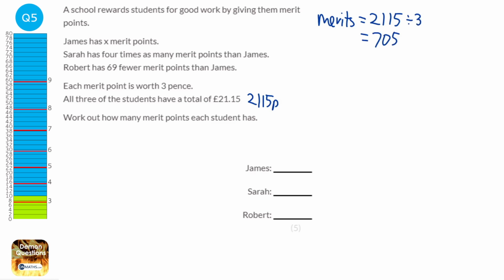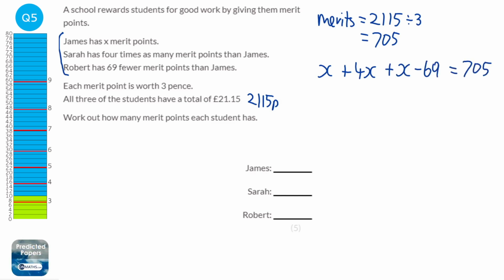Next, have a look at the question here, this part here, where it says James has x merit points. Sarah has 4 times as many points as James, so she's going to have 4x. Robert has 69 fewer merit points than James, so he's going to have x minus 69. And we know that that equals 705 because we've just worked that out. And this feels like a solving coming on.